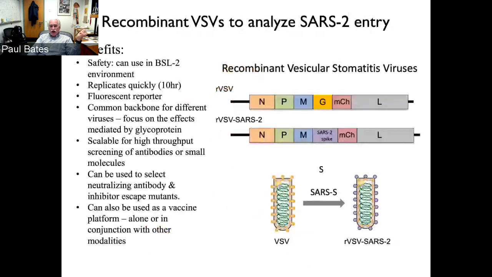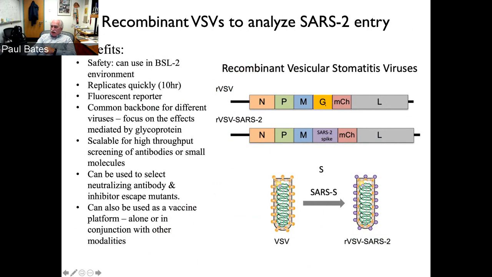We also generate recombinant VSVs, and recombinant VSVs we're in the process of generating for SARS-2. Recombinant VSVs have a couple of advantages over the transiently produced pseudotype VSVs. They still are safe. You can use them in a BSL-2 environment. It replicates very quickly. We built fluorescent reporters into this guy. The nice thing is you can have a common backbone for different viruses, and then you can focus on what's happening to that particular virus glycoprotein with good controls.